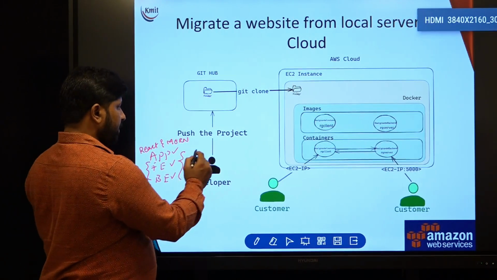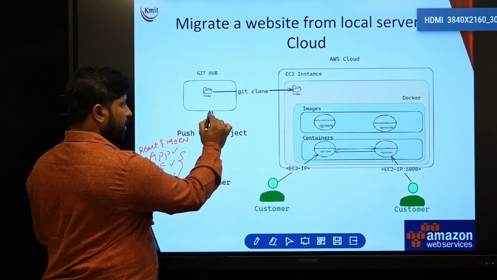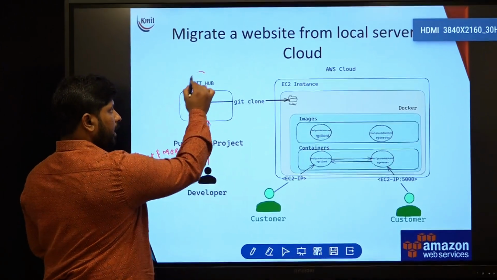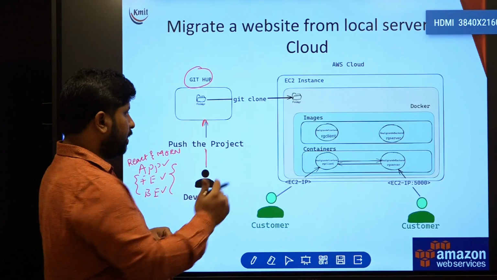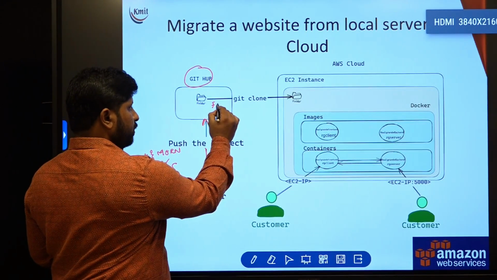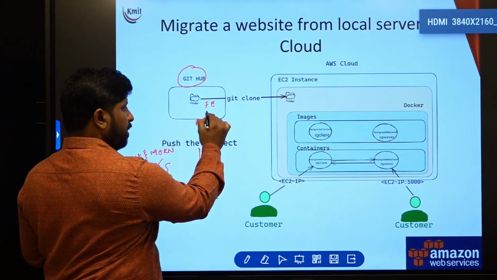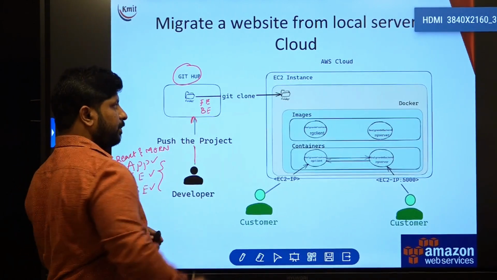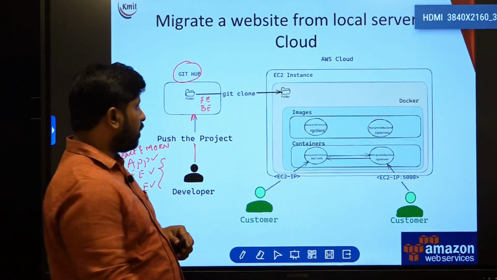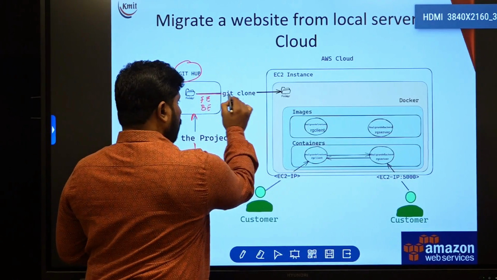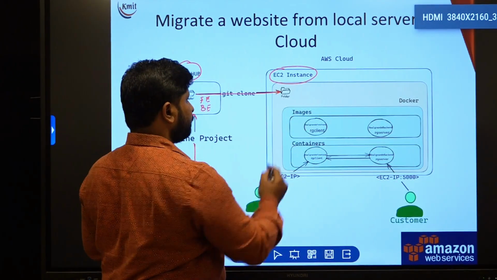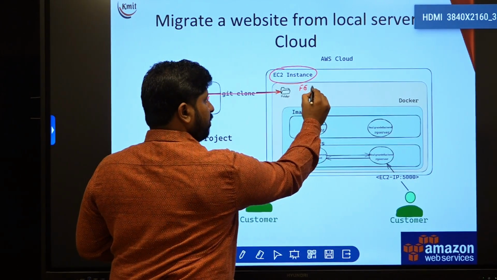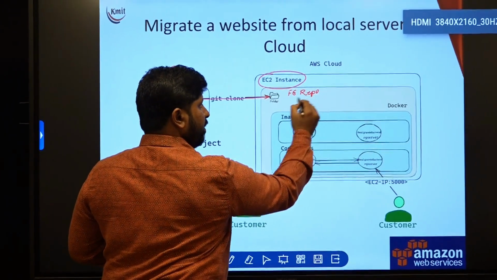Once he has developed his code, he has pushed his code onto GitHub. On GitHub, we do have two repositories, one is front end repository and the other one is back end repository. These we are going to clone into our EC2 instance, such as front end repository and back end repository.